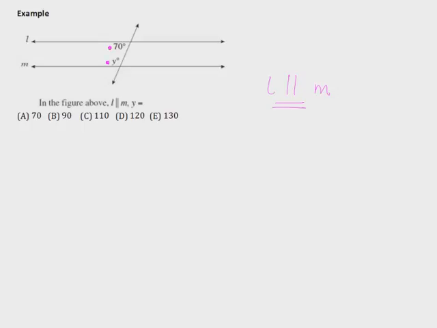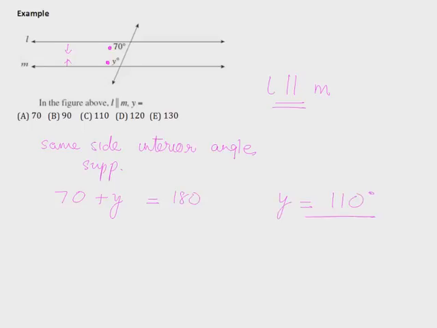We've just seen that Y and the 70-degree angle are within the two parallel lines, so they're interior angles, and they're on the same side of the transversal, so they're same side interior. And we know that same side interior angles are supplementary, since L and M are parallel. So I know that 70 plus y must equal 180. That means y is equal to 110 degrees. The answer is C. So the calculations are of course very easy once you've identified the angles.